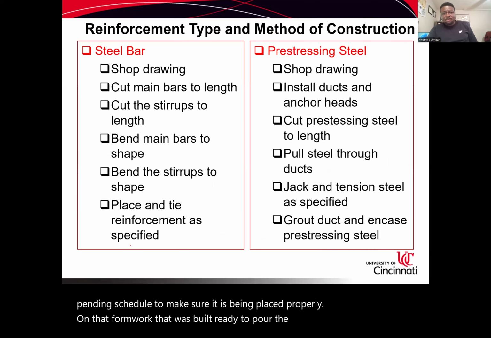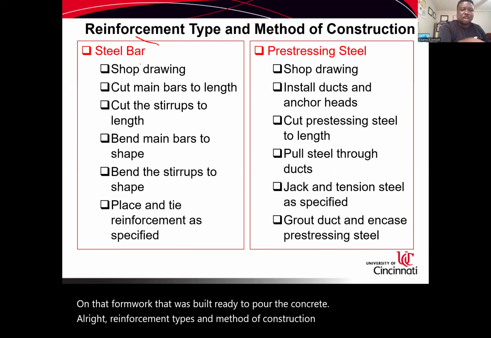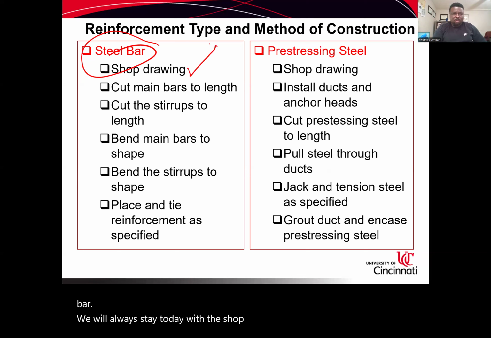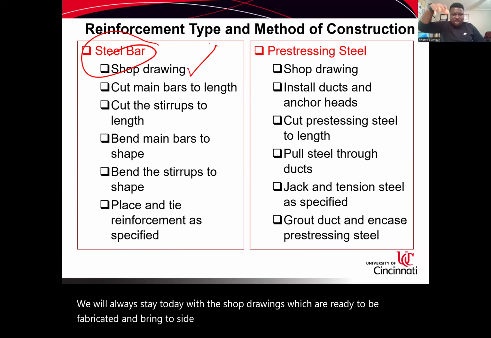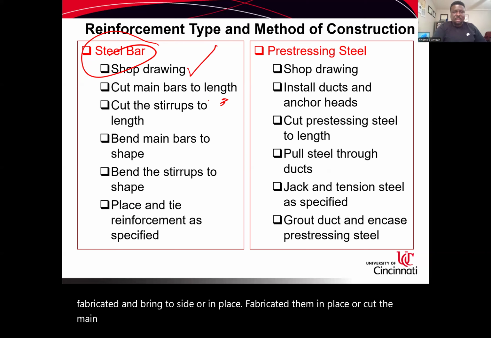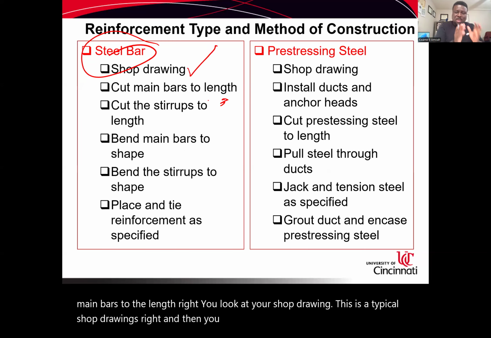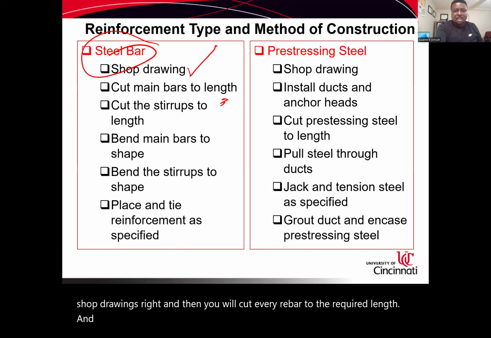All right, reinforcement types and method of construction, right? We have a steel bar. You always need to deal with the shop drawings, which are ready to be fabricated and brought to site, or fabricated in place, or cut the main bars to the length, right? You look at your shop drawing. This is a typical shop drawing, right? And then you will cut every rebar to the required length and sizes, and then cut the stirrups to the length. So every bend will be done from the main bars' shape.